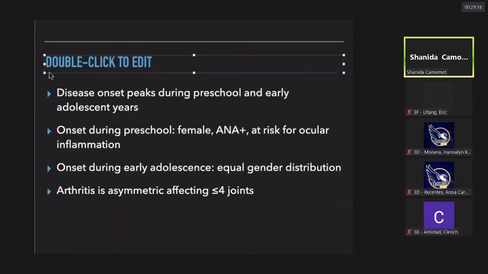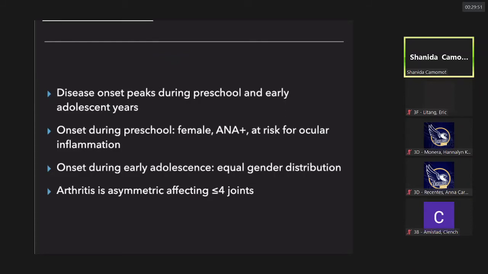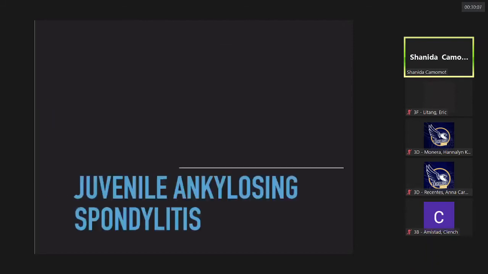So the disease onset peaks during preschool and early adolescent years. If the onset is during preschool, the patients are usually female, ANA positive, and at high risk for ocular inflammation. The onset during early adolescence has an equal gender distribution, and the arthritis in psoriatic arthritis is asymmetric, affecting 4 or fewer joints. Next is juvenile ankylosing spondylitis.